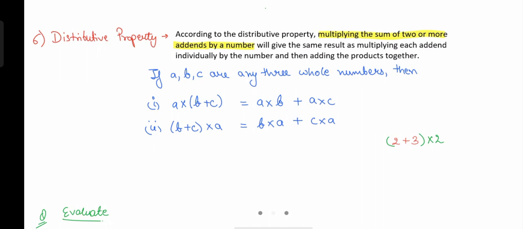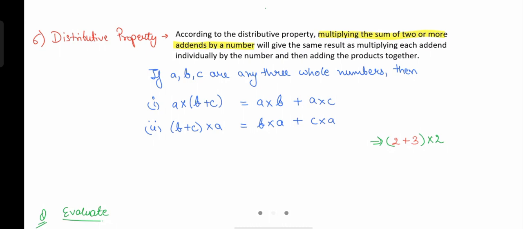That will give the same result as multiplying each addend individually by the number and then adding the products together. So what does it say is that there are two ways to solve this question. What is the first way? The first way is that you solve inside the bracket first. Why do you have to solve inside the bracket first? Because of the BODMAS rule.